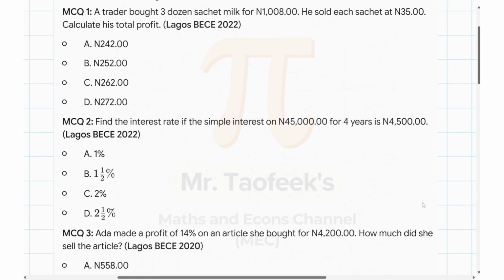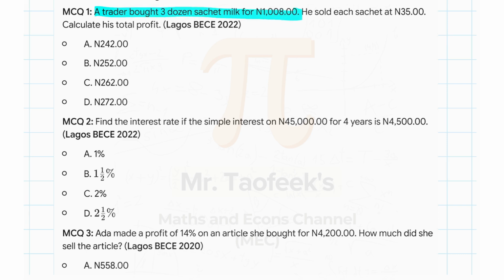Question number one says that a trader bought three dozens of sachet milk for 1,008 naira, as you can see there. Then he sold each of them. Pay attention to this word each. He sold each of them, each sachet basically, at 35 naira. Calculate his total profit.